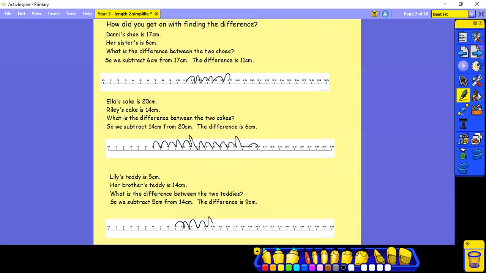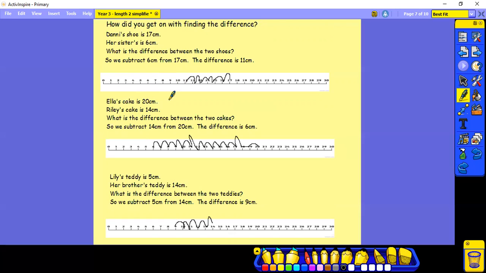So how did you get on with finding the difference? Danny's shoe is 17 centimetres and her sister's is 6 centimetres. What is the difference between the two shoes? So we subtract 6 from 17. Here we start at 17, we count back 6, and the difference is 11 centimetres.